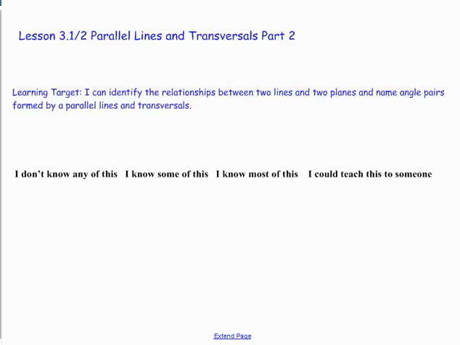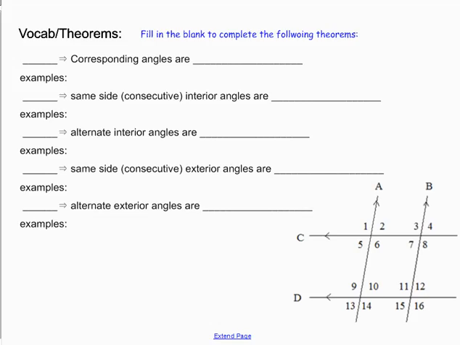Welcome to day 2 of parallel lines and transversals. We are talking about relationships between lines, planes, and naming angle pairs formed by parallel lines and transversals. This is a continuation of what we did yesterday, except now we're going to go into the application of it. But we are going to start with the definitions and the theorems that we worked on yesterday to review and make sure that everybody gets that.